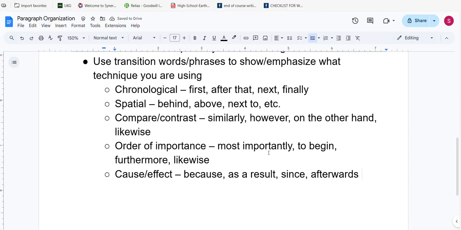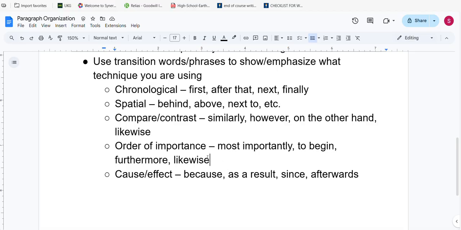So if you have questions that ask you, what is the order of this paragraph? What organization technique is it using? Look at the transition words because that is most likely going to answer the question for you. If you see that they have behind, above, next to, go for spatial order. If you see that they have first, after that, next, finally, go for chronological order.